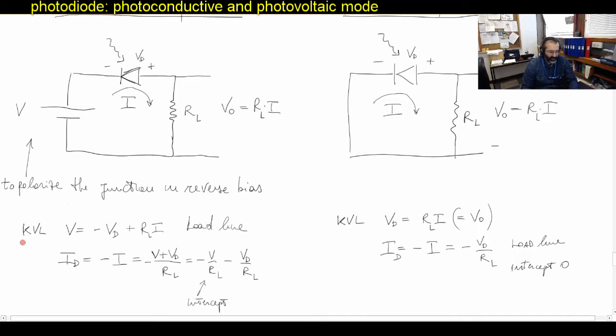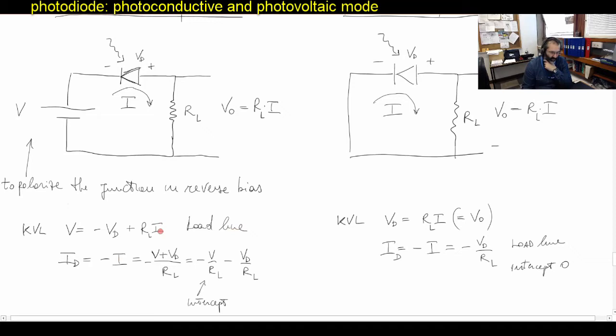So KVL: the voltage from this point to this point can be measured across this path or across this path. From the first path it is V, and this must be equal to, going from here to here along this path, VD, which is measured from here to here. But along this path I need to measure from this point to this point, and so this is minus VD plus RL IL. This represents what we call the load line for the circuit.